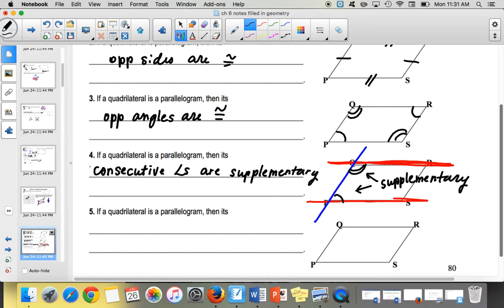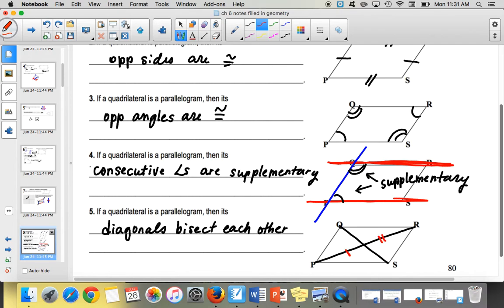So that's why I told you guys that we no longer call them same side interior, we call them consecutive angles, consecutive interior angles, because of the consecutive angles in a parallelogram. And then the last one, if a quadrilateral is a parallelogram, then its diagonals bisect each other. So this diagonal and this diagonal cut each other in half. So these two sides are the same, and these two are the same. Does that make sense? They cut each other in half.